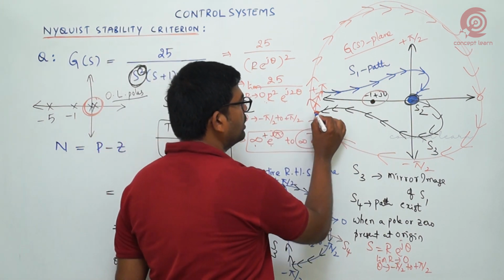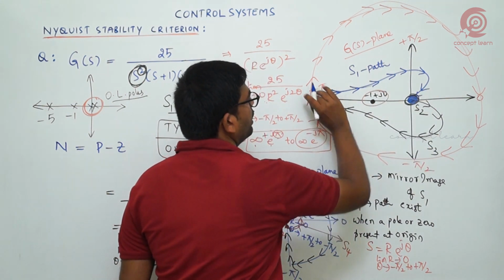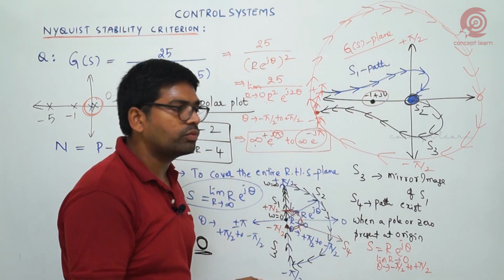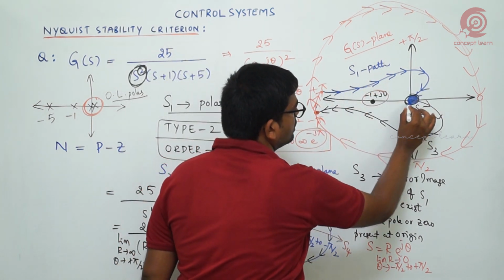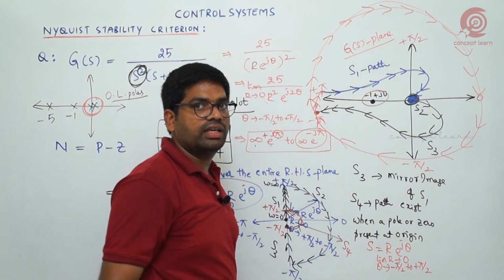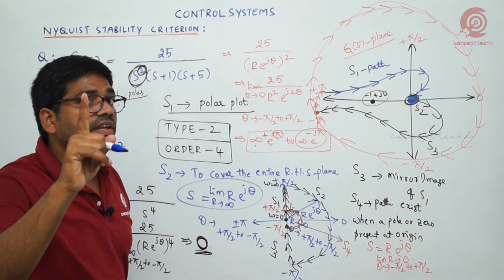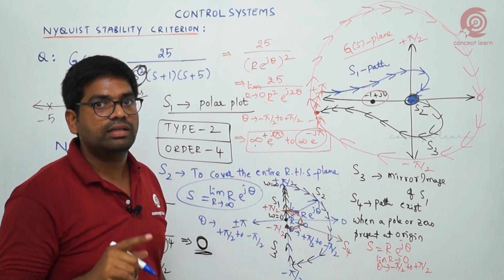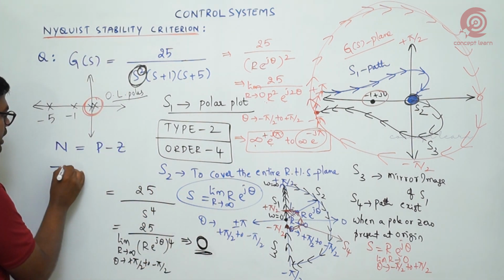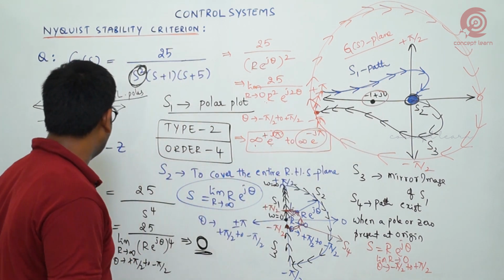What is the direction? Look here. Inside we have 1 encirclement, outside is also another encirclement, but both are in the clockwise direction. For the clockwise direction we need to place a negative sign, and a positive sign for anti-clockwise. So we take minus 2, because there are 2 encirclements in the clockwise direction.